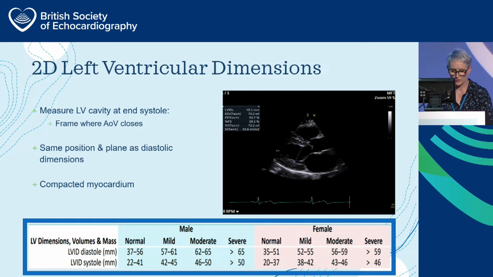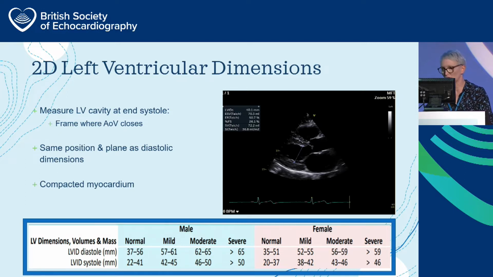So moving on to end systole. So that's defined as the frame where the aortic valve closes, which is fine in your parasternal long axis view because you can see the aortic valve. If you're in an apical view and you can't see the aortic valve, then you can use the frame prior to the mitral valve opening and make any measurements there. That's end systole then. We're going to make our measurement at end systole in the same plane as you took your diastolic measurements. Again, measuring compacted myocardium only and taking care to avoid those trabeculations and chordae from the mitral valve.